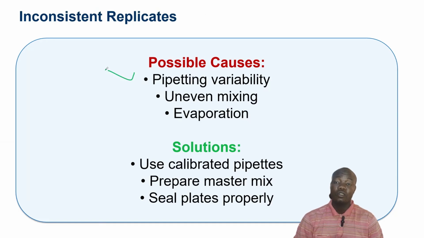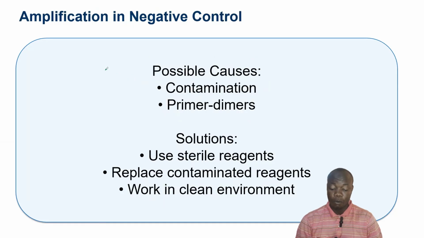Uneven mixing. If you didn't mix very well, there is a problem. Evaporation, because sometimes this machine operates under heating and cooling conditions. So if your component evaporates, there will likely be inconsistent replicates. So what are the solutions? You need to use a calibrated pipette. Make sure you use a calibrated pipette for each and every replicate. Prepare your master mix and then seal the plate properly to avoid evaporation.